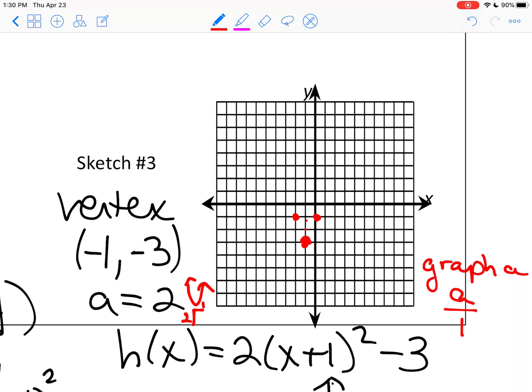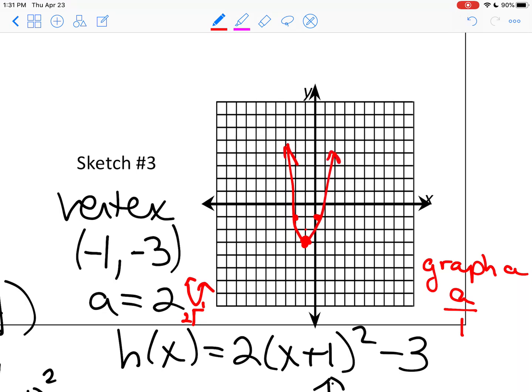If this had been a 1/2, you would go up a half, over 1. So I'm just going to show you. Let's pretend that this was a 1/2. I would go up a half a space, over 1 and over 1. It's not going to be perfect, but this is a sketch. So up 2 over 1, up 2 to the other side 1. And now sketch it.